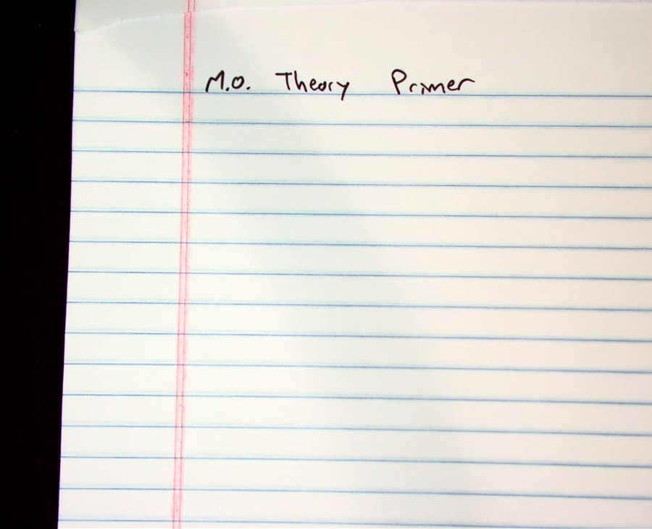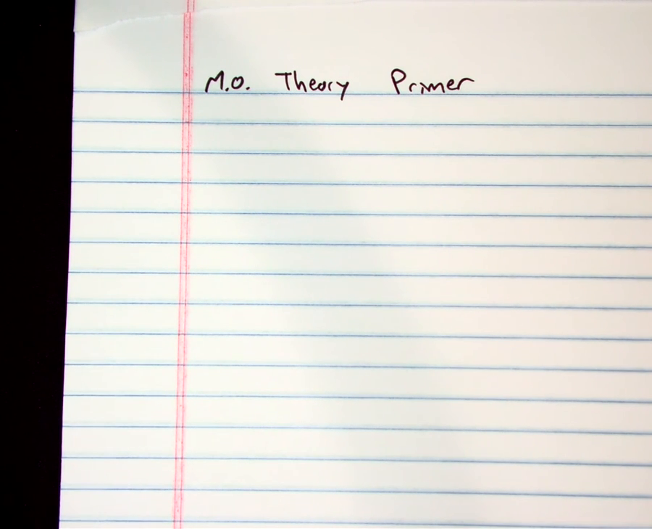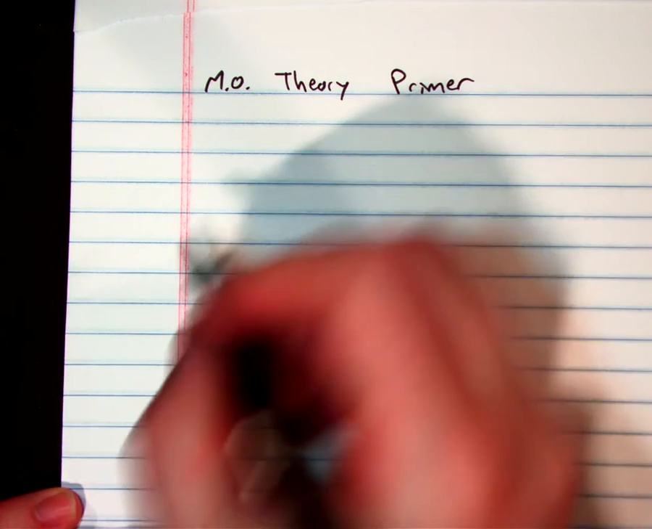I want to give you a primer in molecular orbital theory so that we can talk about some of the other concepts in this course. So molecular orbital theory is another theory of describing the bonding that happens in molecules. I'm going to focus on pi systems in this particular case.